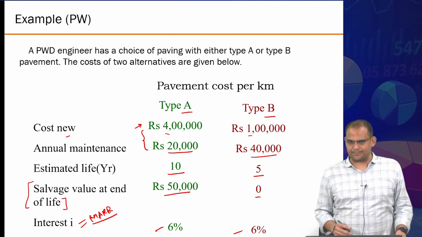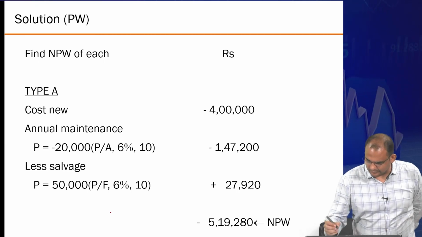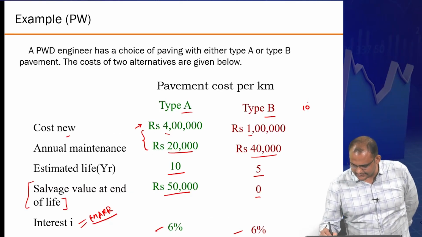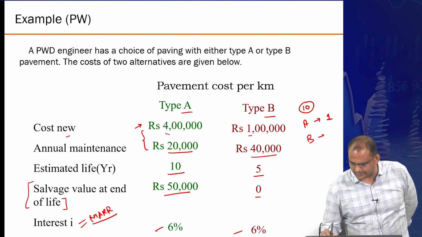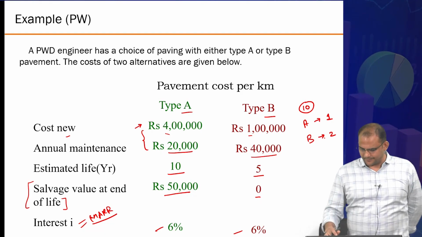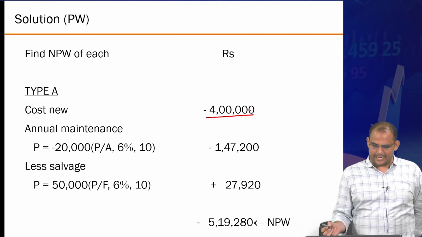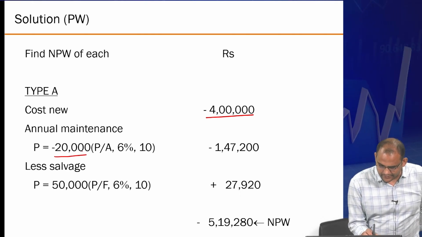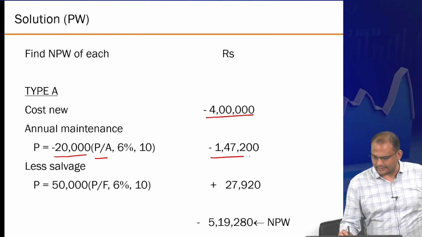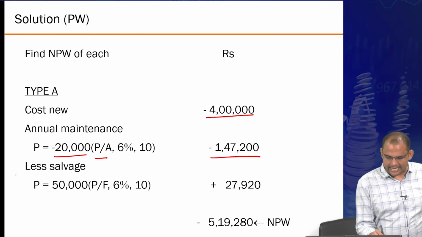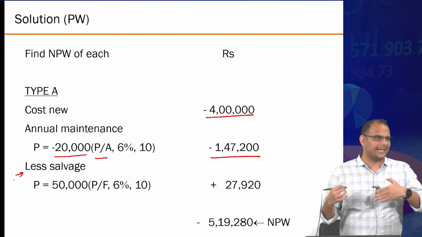So for type A, the LCM in this case is what? 10 years. So for project A, you just need to consider 1 cycle. For project B, you need to consider 2 cycles, right? So for type A, the cost of new is minus 4 lakh. The annual maintenance of 20,000, you convert to present worth using the P by A factor. That comes out to be this value. And then the salvage value, which occurs at the end of 10 years, is a positive value because you are getting it back.